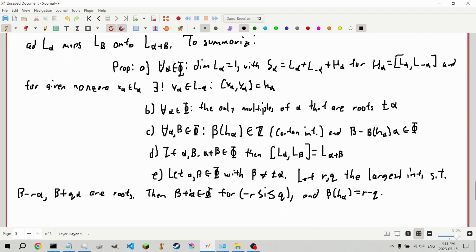And finally, L is generated by our root spaces. And yeah, that's the end of this section.